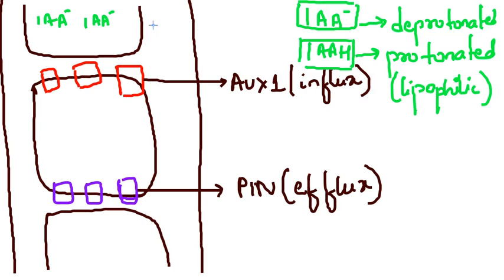So what will happen? IAA from the preceding cell will be released through the PIN proteins.